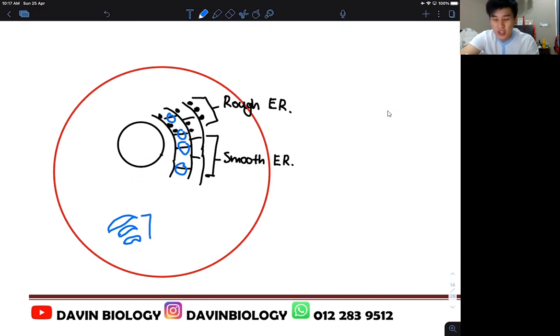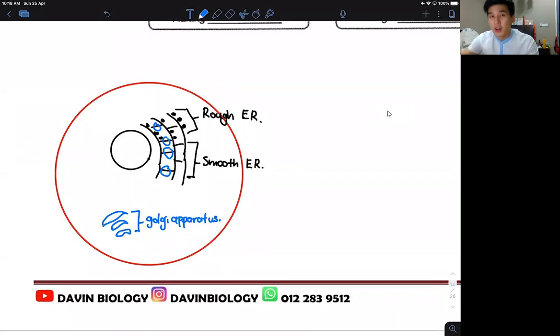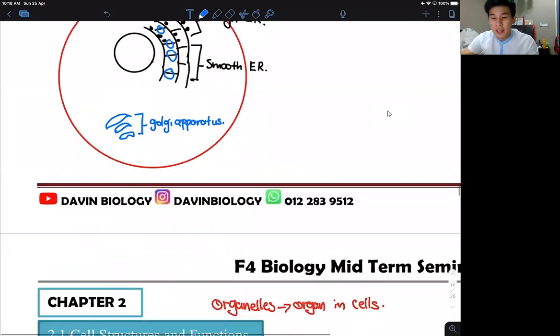So this is then your Golgi apparatus. Okay, so just remember, ER usually is closer to the nucleus and there are a lot of sticks in between it. So that's how we differentiate rough, smooth, and also Golgi, which is very commonly asked for you to label.